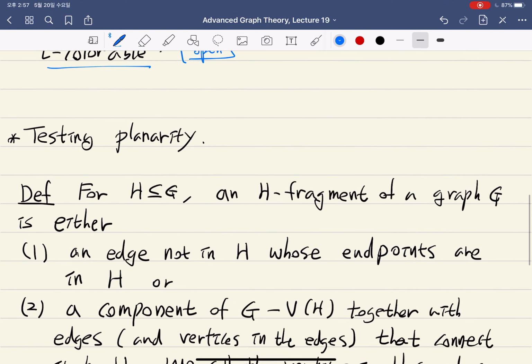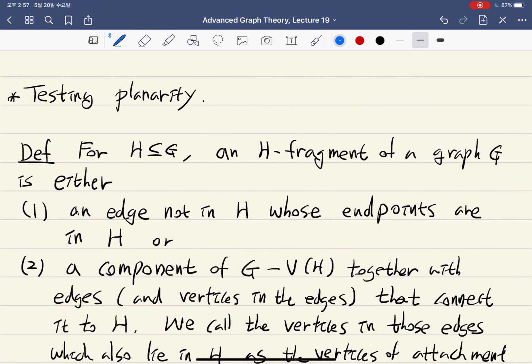So the first thing we want to deal with is how one can test planarity. When a graph is given, can we check whether the graph is planar or not in an efficient way? Or can we actually find the planar embedding?